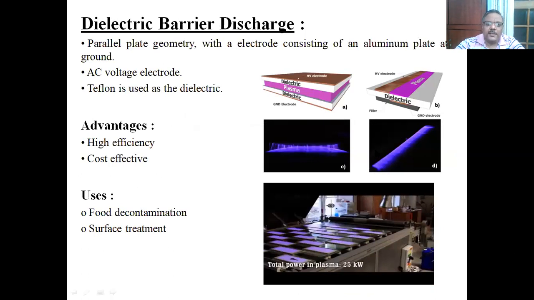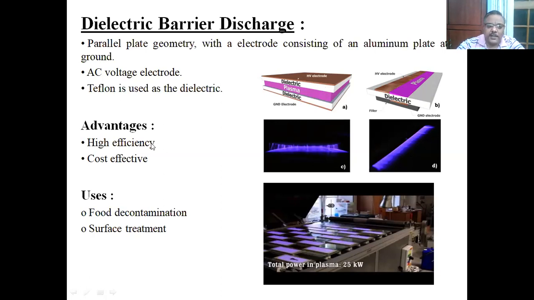Here the plasma is created between the two dielectric surfaces, and generally it's an aluminum plate that we are taking, and that is connected to the AC voltage electrodes, and Teflon is generally used as a dielectric. We have two configurations. Either plasma is created between the dielectric surfaces like a sandwich, or in a single slab dielectric, we cut a groove and the plasma is generated in the chip form. You can see the plasma shapes in the two configurations.